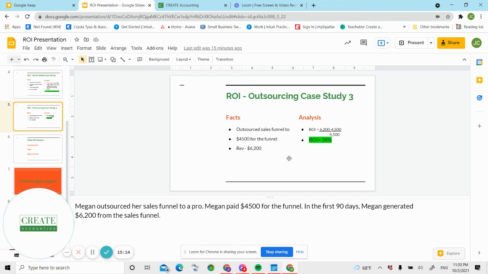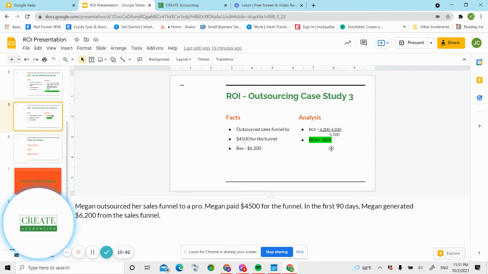Here's a case study for outsourcing. A client outsourced their sales funnel to a pro. They paid $4,500 for the funnel. And in the first 90 days, they generated $6,200 from the sales funnel. So we take $4,500, subtract that from $6,200, and divide that by 4,500. That gets you an ROI of 38%.